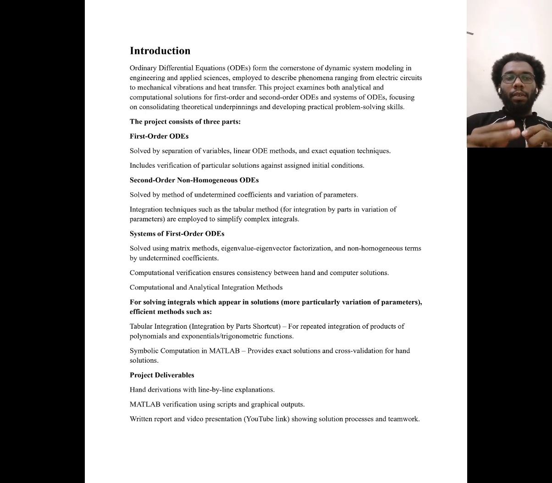This project consists of three parts. The first part is the first order ODE, solved by separation of variables, linear ODE, and other methods. The second part is the second order non-homogeneous ODE, solved by the methods of undetermined coefficients and variation of parameters. The third part is the system of first order ODEs, solved using the matrix method and eigenvalues, with non-homogeneous terms handled by undetermined coefficients.